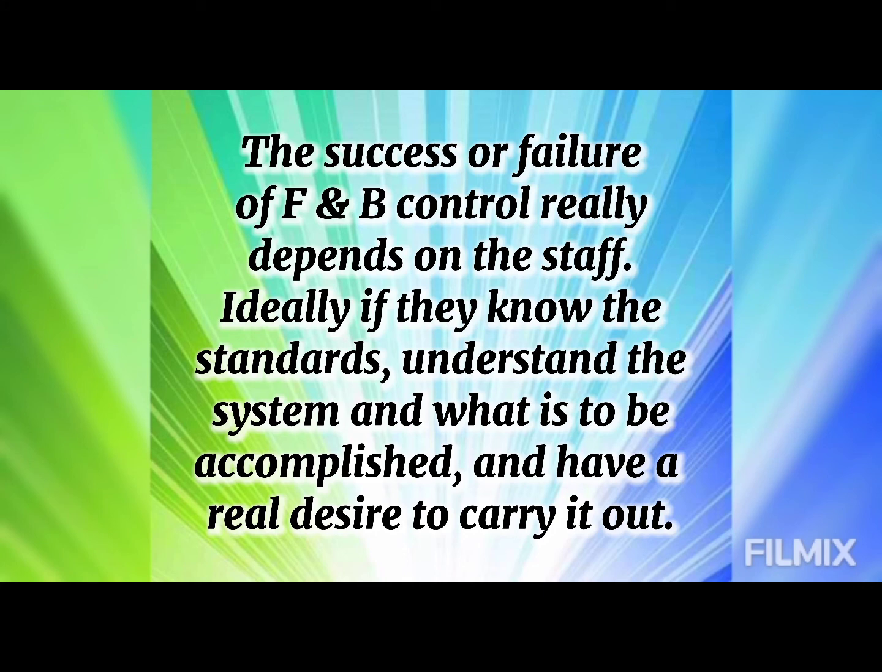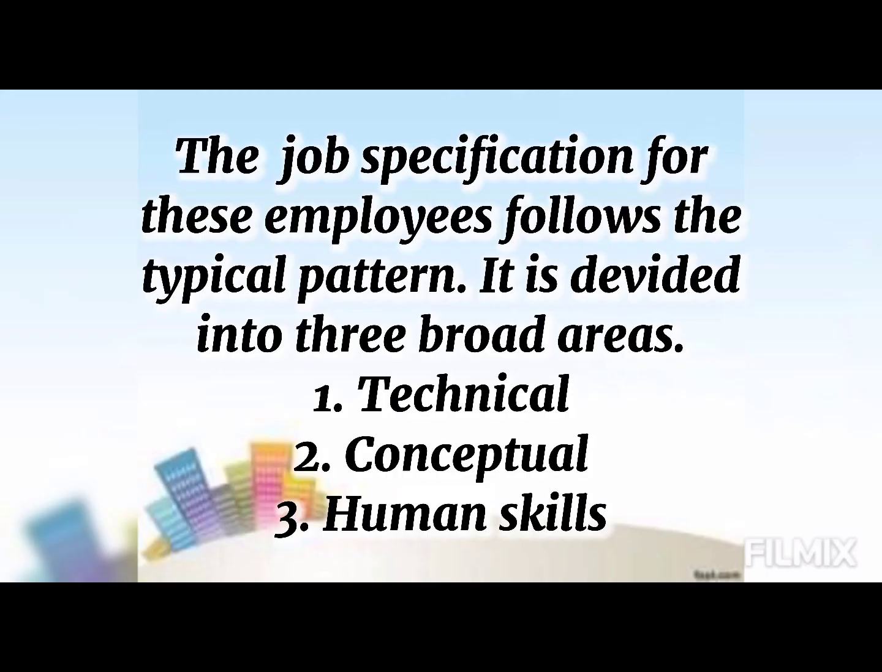The success or failure of F&B control really depends on the staff. Ideally, they know the standards, understand the system and what is to be accomplished, and have a real desire to carry it out. The job specification for these employees follows the typical pattern. It is divided into three broad areas. First, technical, second, conceptual, and the last is human skills.